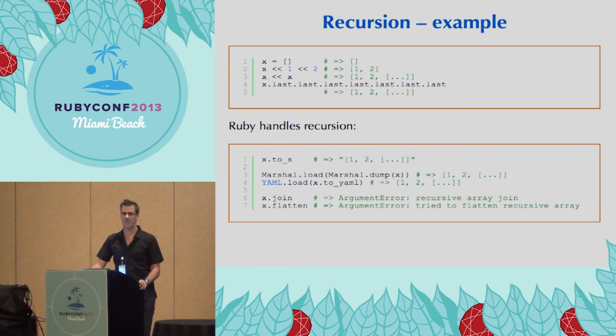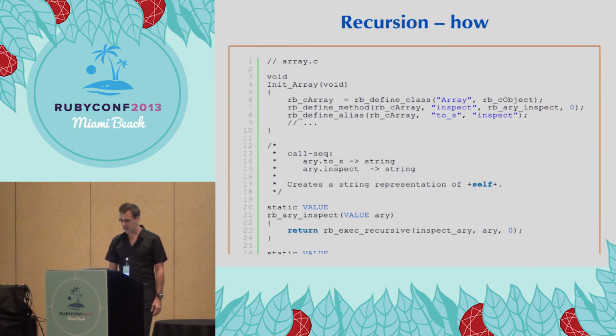And if you try to do something a bit crazy like flattening it or joining it, it's going to tell you, I can't do it, and it's going to tell you why. But for comparison, I wasn't sure that the behavior was okay. So let's see exactly how Ruby does it.